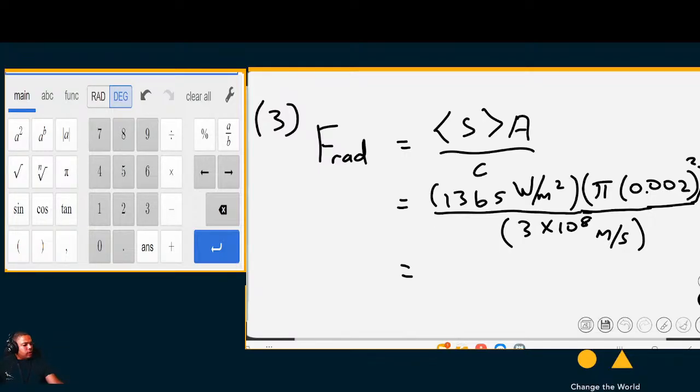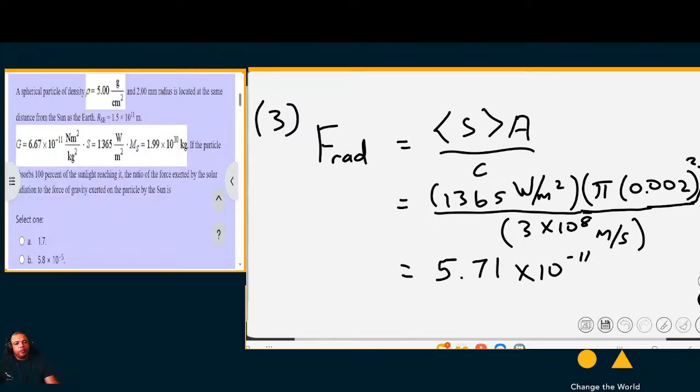And the answer that I get for the force of radiation is 5.71. Okay, it seems that you can't see. But the answer that I get, I'm going to write it down here: 5.71 times 10 to the negative 11. That's the force of radiation. Now I've calculated the force of radiation.